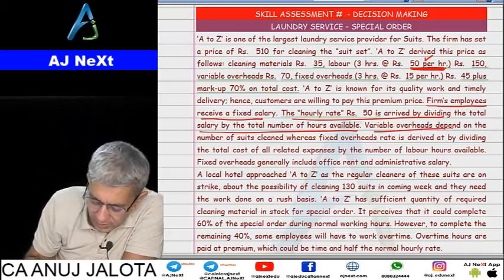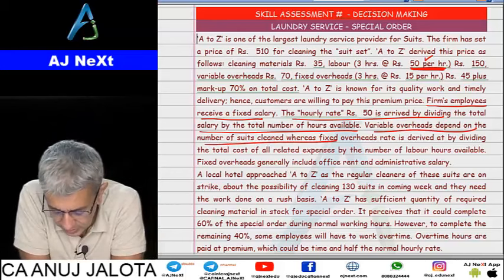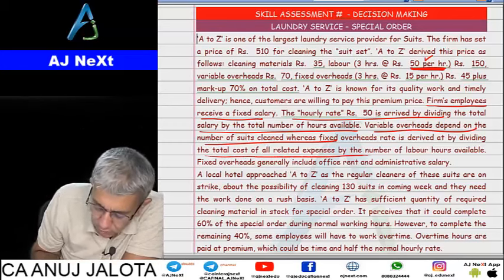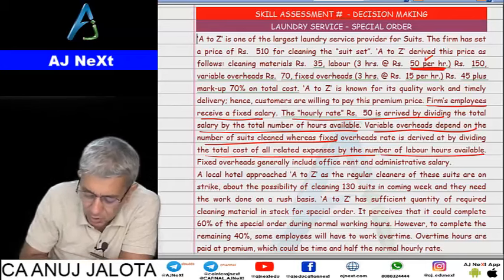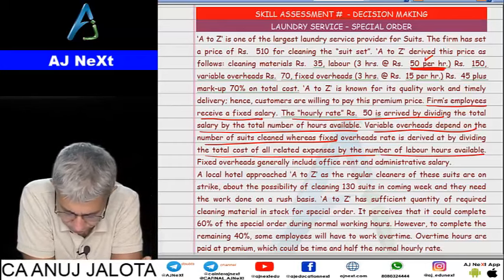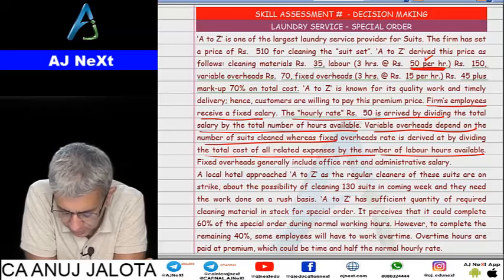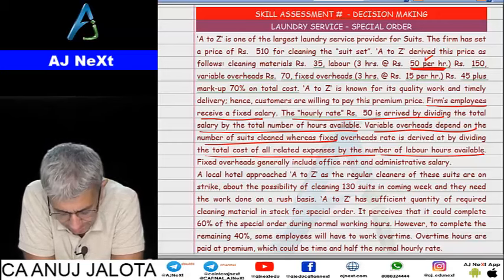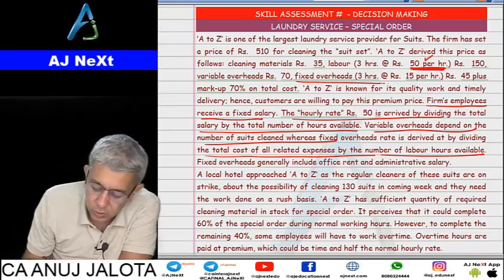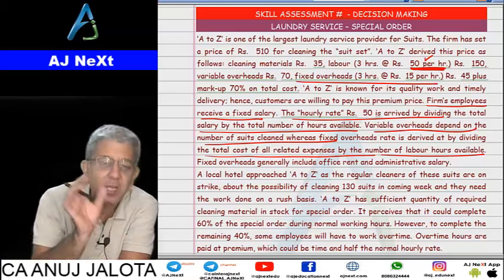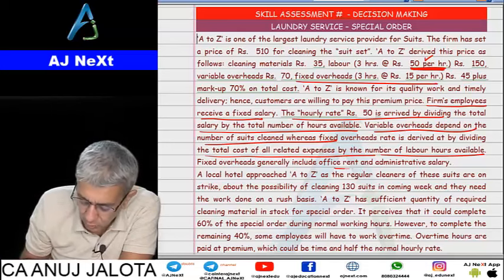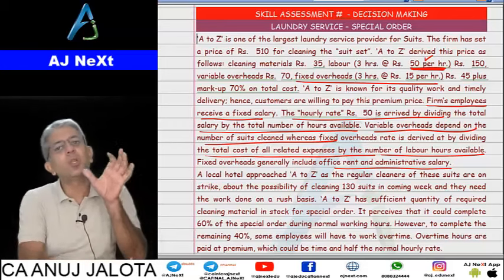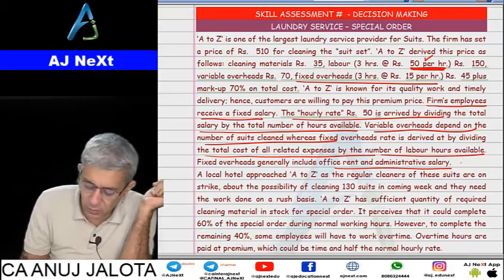Okay, further, variable overheads depend upon the number of suits cleaned, whereas the fixed overheads rate is arrived at by dividing total cost of all related expenses by number of labor hours available. Fixed overheads generally include office rent and admin salary. So we have taken all our fixed overheads, which mainly include the office rent and admin salary. These will be the fixed cost here. Again, we are dividing that by total number of labor hours. Now, this is whatever you normally do.